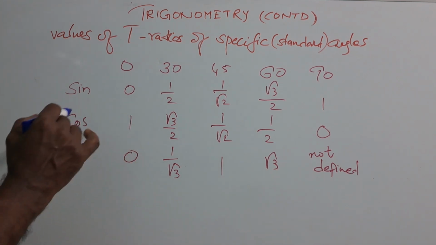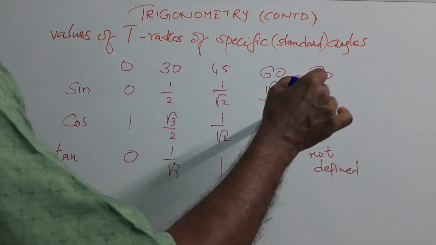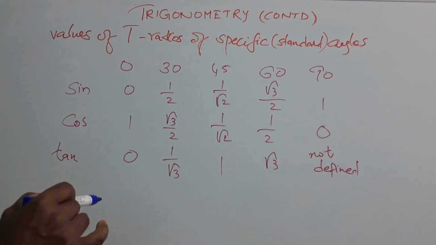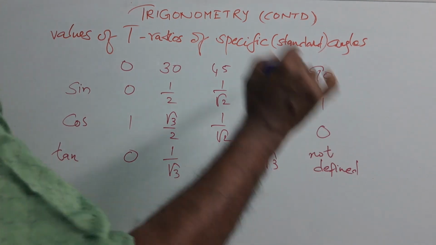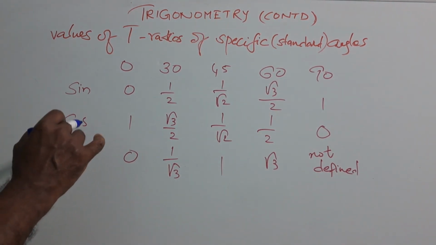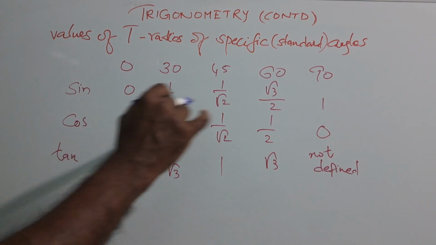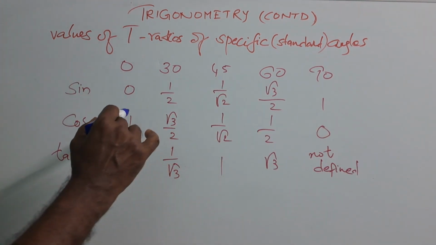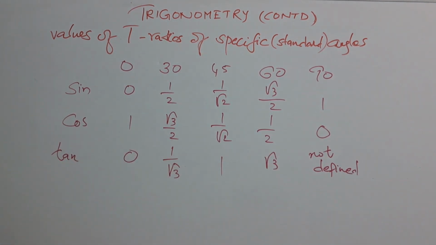As you know, the value of sine increases from 0 to 90. In this particular context, the least value is 0 and the maximum value is 1. Similarly, the value of cos is maximum at 0 and minimum at 90, decreasing from 0 to 90. And these are the values of tan.